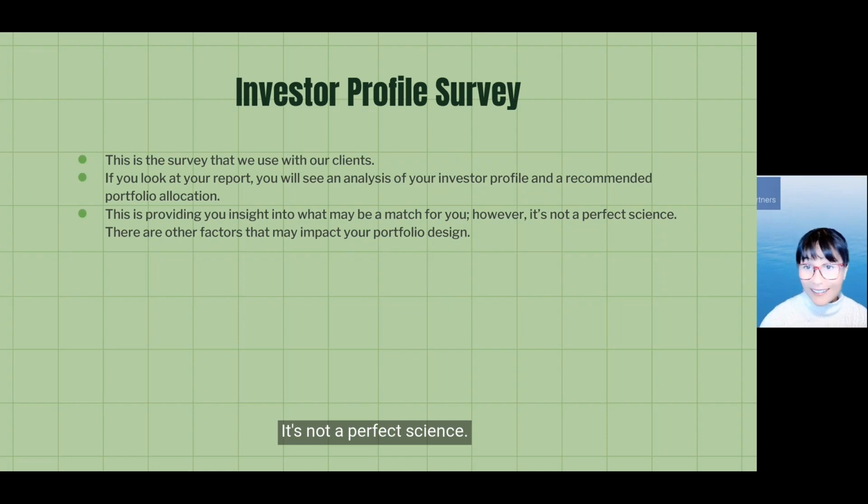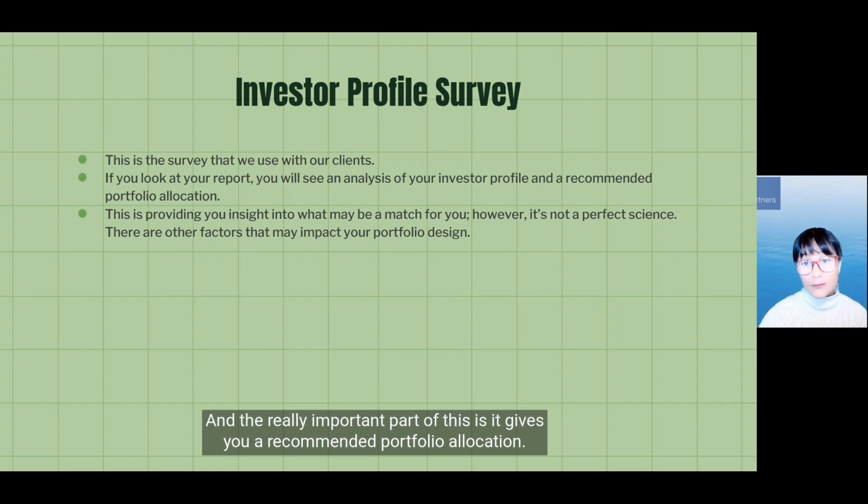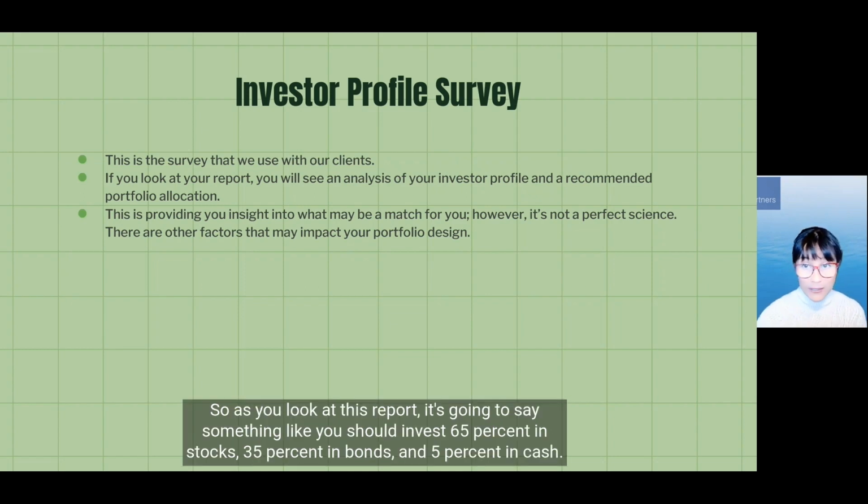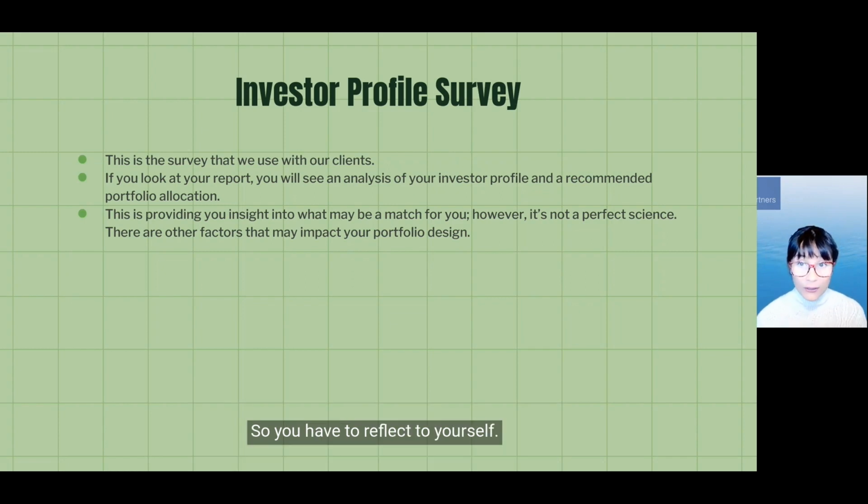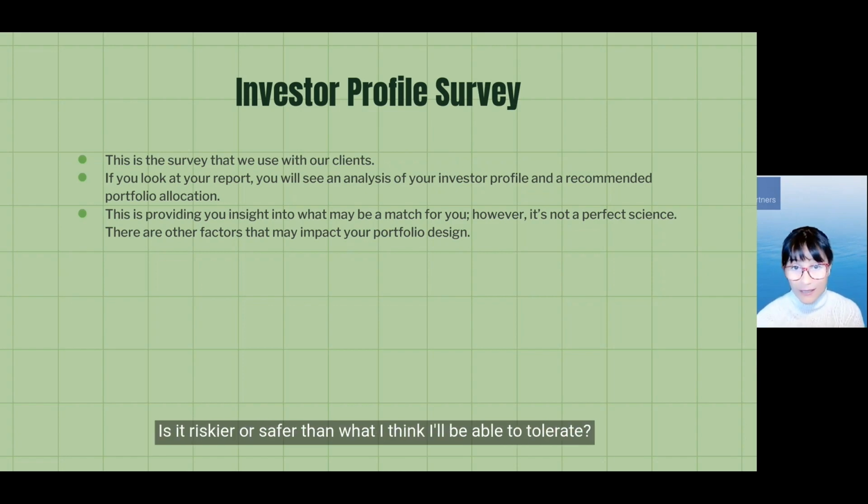It's not a perfect science. Do you think it fits you? And the really important part of this is it gives you a recommended portfolio allocation. So as you look at this report, it's going to say something like you should invest 65% in stocks, 35% in bonds, and 5% in cash. So you have to reflect to yourself, do I feel like this is really matching who I am? Is it riskier or safer than what I think I'll be able to tolerate? So coupled with that is risk capacity.